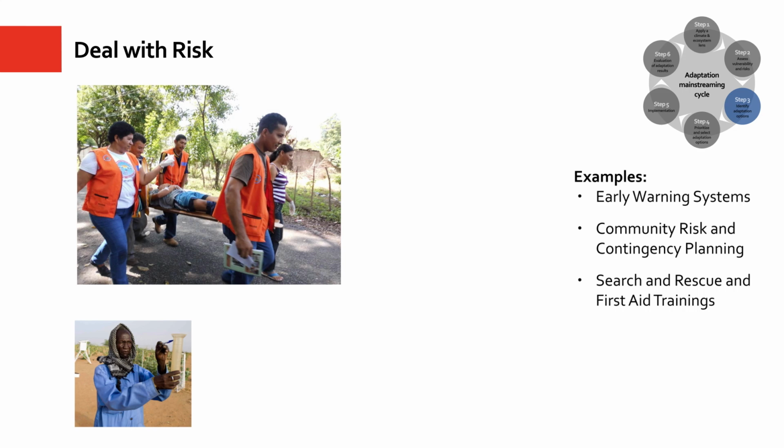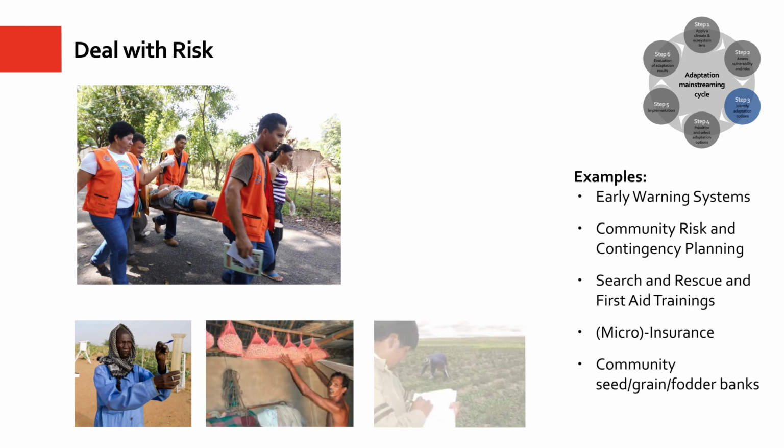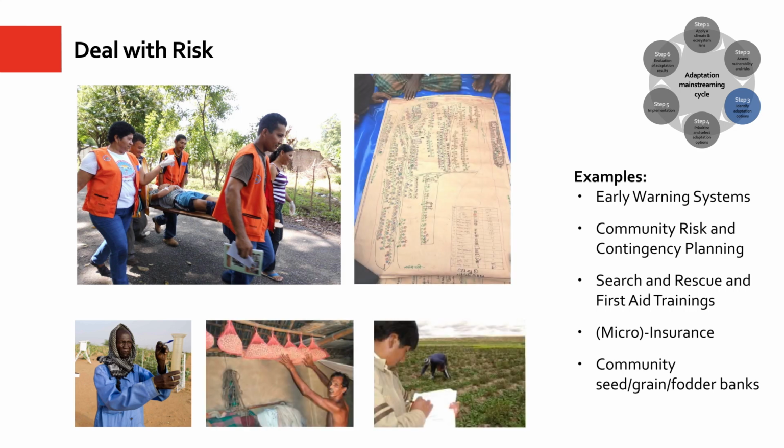Transfer and share refers to all measures that formally or informally shift the financial burden of a particular risk from one to many. Let's look at some examples. Facilitating access to insurance or microinsurance schemes, supporting the establishment of community seed, grain, or fodder banks, strengthen solidarity networks amongst community or family members, and establishing emergency funds.